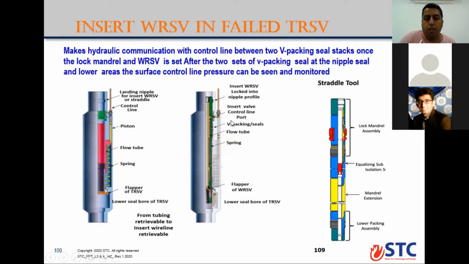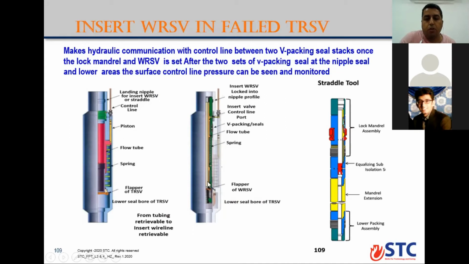So first, you will make hydraulic communication with the control line between the two. Once the lock mandrel, and after that we set the nipple and lower area so the surface line can be sealed and mounted. Look here, you start to insert the wireline and lock in the nipple profile, okay, connected here with the control line after we make the port.